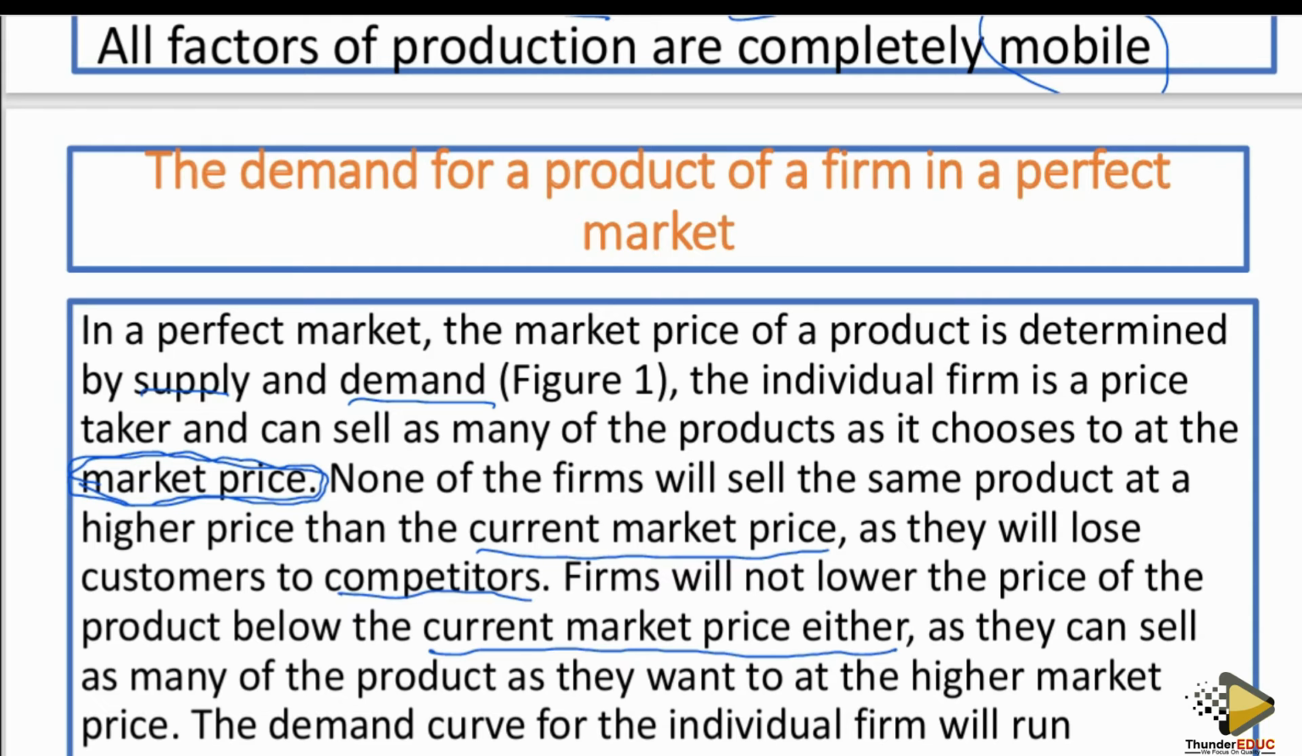Okay, right. So now, as they can sell as many of the product as they want at a higher market price, still the business won't make any profit. So now the demand curve for the individual firm will run horizontally. I did explain this, and I also gave you the implications of why the demand curve should always run horizontally.